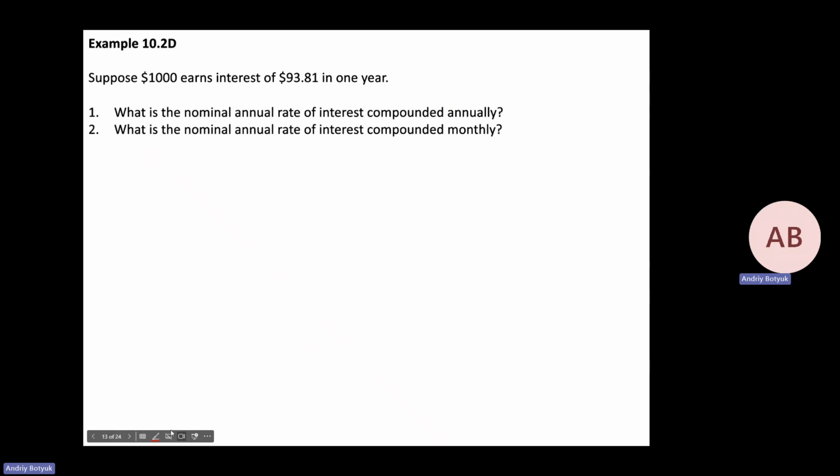Okay, suppose, this one is interesting, and we will talk about it after we're done. So suppose $1,000 earns interest 93.81 in 1 year. What is the nominal annual rate compounded annually and monthly? So let's do it together. Or you want to do it? Okay, do it. 2 minutes.